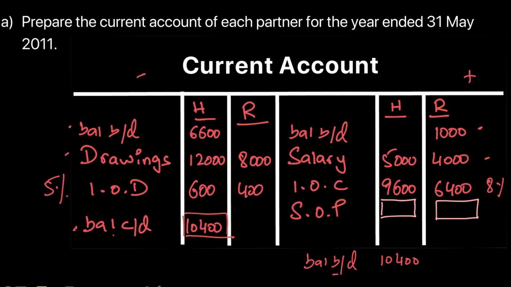We need to find the missing information, which is the share of profit. So what everyone should do first is that since something is missing from the credit side, let's find the total of the debit side.